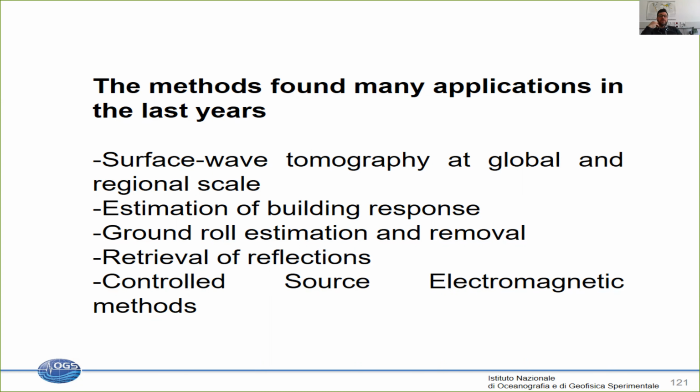Then I mentioned estimating the building response. We use it a lot also for studying the propagation of waves in buildings, but also in the underground, just around the buildings. It was used in seismic for ground roll estimation and removal. So generally in seismic, one of the problems, you want to look at reflected waves, for example. So you want to get rid of surface waves. And in this way, you can remove some large amplitude signal that is masking, for example, important arrival for imaging, or retrieval of reflection, and also in other methods like controlled source electromagnetic methods.